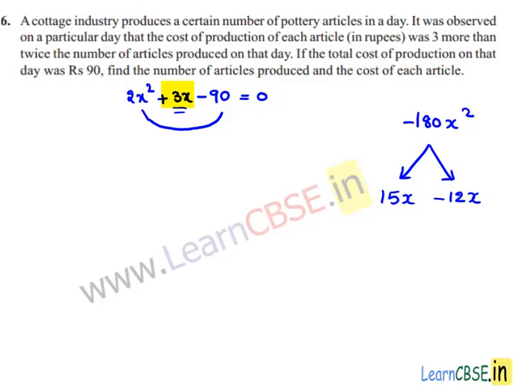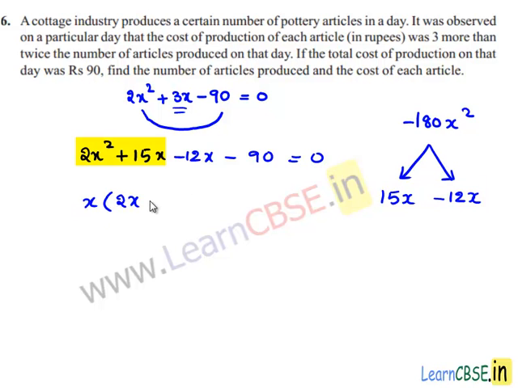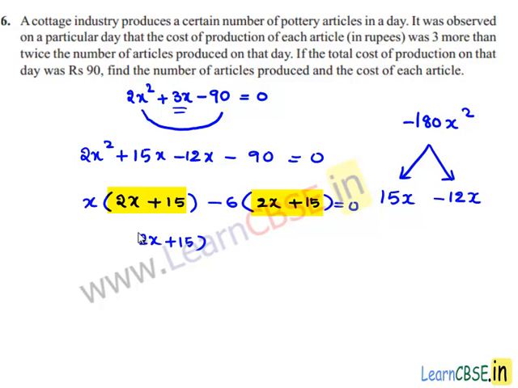So 15x and −12x satisfy both the conditions. 3x can be replaced with +15x − 12x, and here we have −90. This is equal to 0. So x can be taken common. This is 2x + 15, and here −6 can be taken common, and we'll be getting 2x + 15. So this is equal to 0. So 2x + 15 can be taken common. The remaining terms will be x − 6. This is equal to 0.